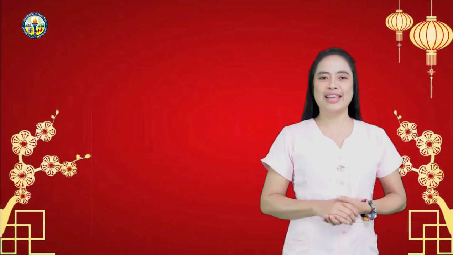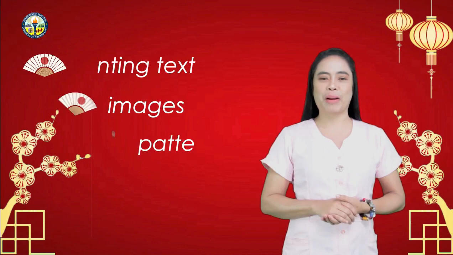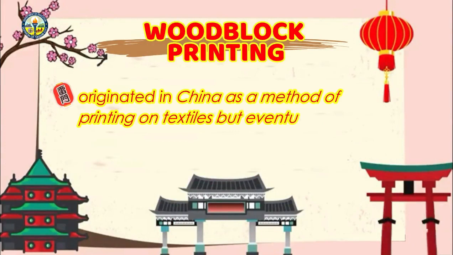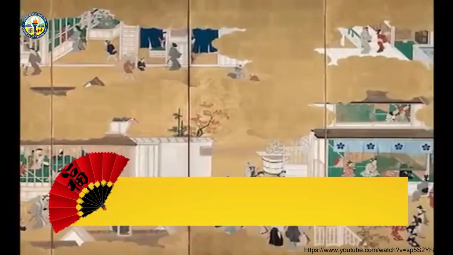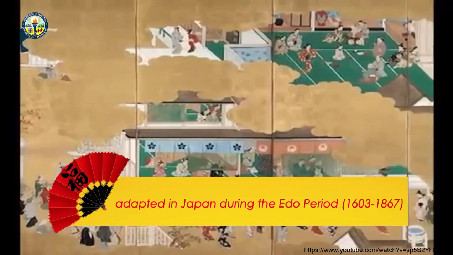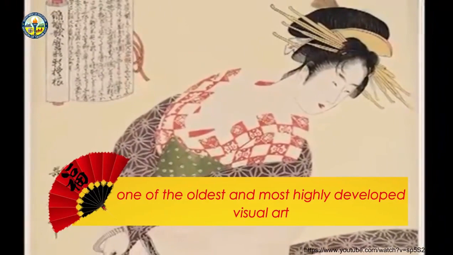In Japan, people use a technique for printing text, images, or patterns, which they call woodblock printing. It originated in China as a method of printing on textiles, but eventually became a method for printing on paper. This method was adopted in Japan during the Edo period in 1603 to 1867 and became one of their oldest and most highly developed visual art.